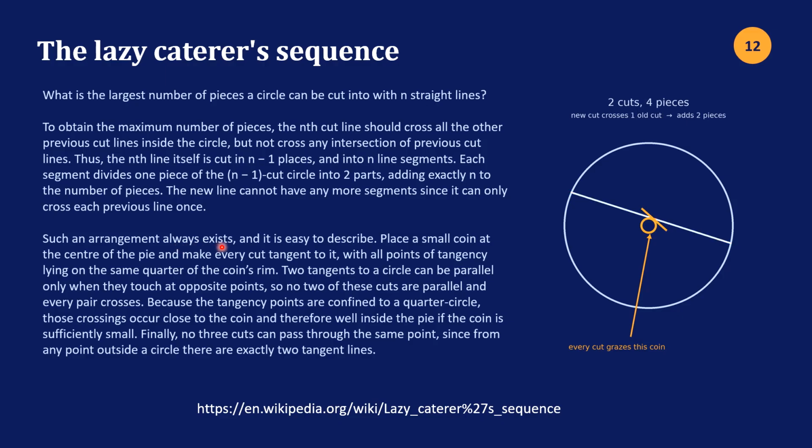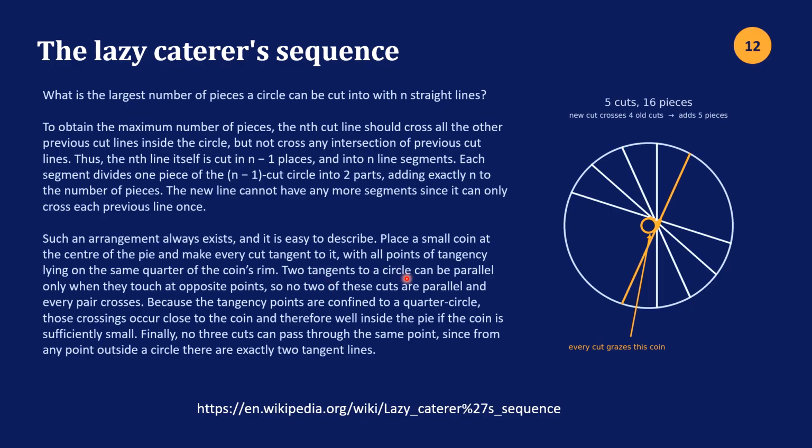Such an arrangement always exists and is easy to describe. Well, I don't know, maybe I'm exaggerating here, but place a small coin at the center of the pie, that's the orange one here, and make every cut tangent to it, with all points of tangency lying on the same quarter of the coin's rim. So you only want to go a quarter of the way around. If you allow it to go all the way around, or even beyond a quarter, you have the possibility of having parallel tangent lines, and then that messes up what we're trying to do here.